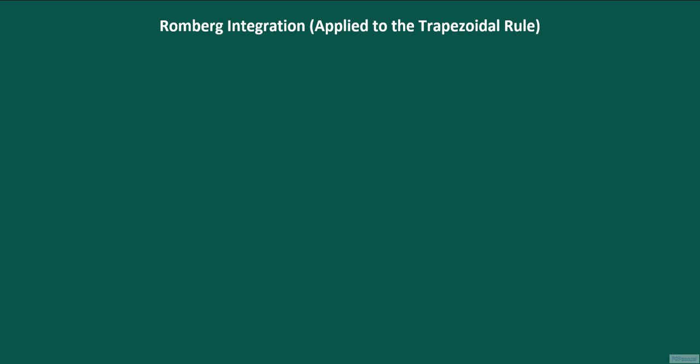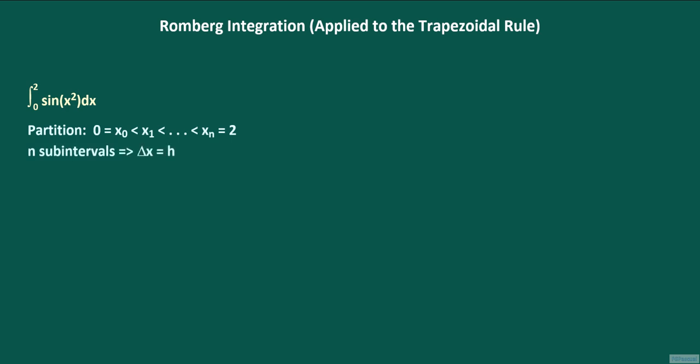In this lecture, we show how one can apply Romberg integration to improve estimates that we obtained with the trapezoidal rule of the integral of sin of x squared from x equals 0 to x equals 2. To apply Romberg integration, we use a uniform partition for the interval of integration. Let n be the number of subintervals so that the step size delta x or h is equal to 2 minus 0 divided by n, or 2 over n.